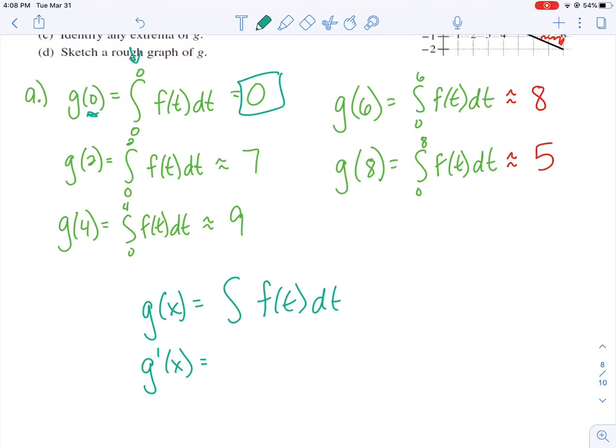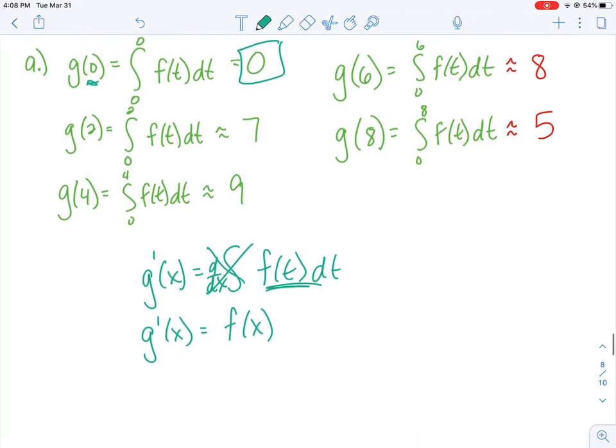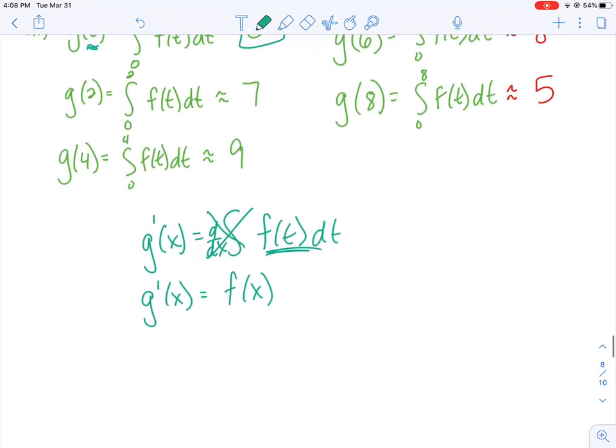Well, if g is the antiderivative of f, and I take the derivative of this side and the derivative of this side, well, isn't that my fundamental theorem of calculus that says the derivative and the antiderivative cancel each other out? So really, the derivative of g should just be f of x. Does that make sense? If I take the derivative of the antiderivative, I really just get what's inside. So the derivative of g is really f.